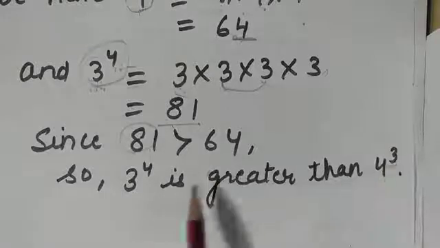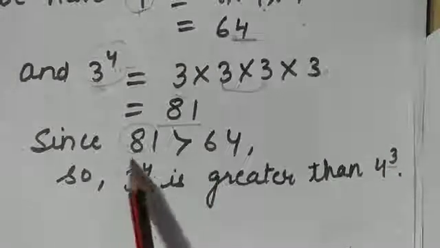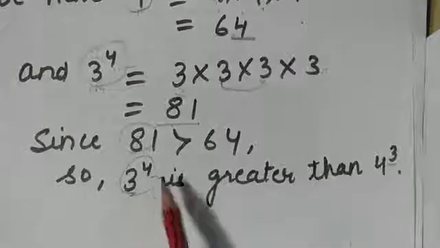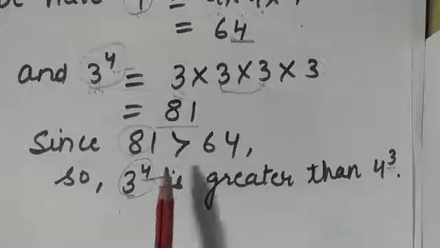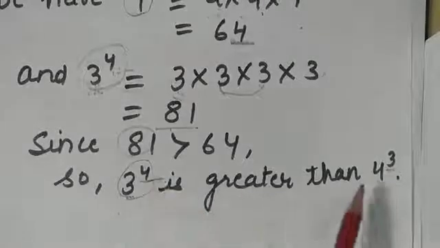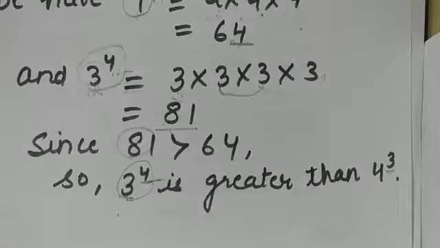So 3 to the power 4 can be read as 3 raised to the power 4 or 3 to the power 4. So 3 to the power 4 is greater than 4 to the power 3.